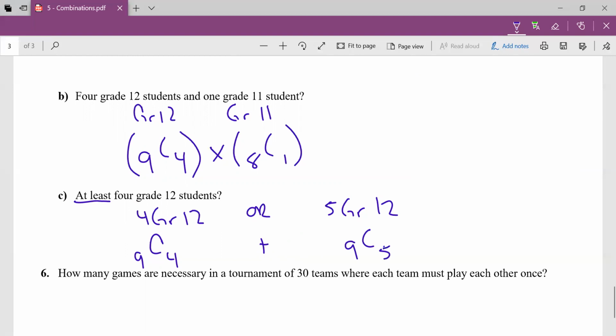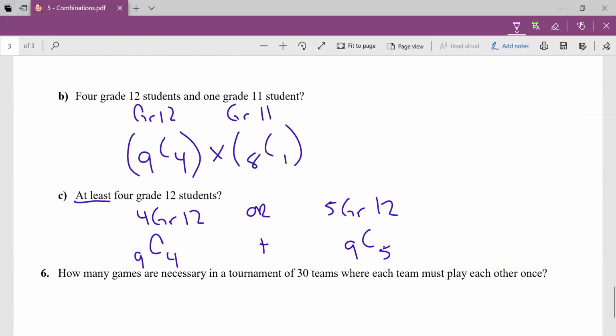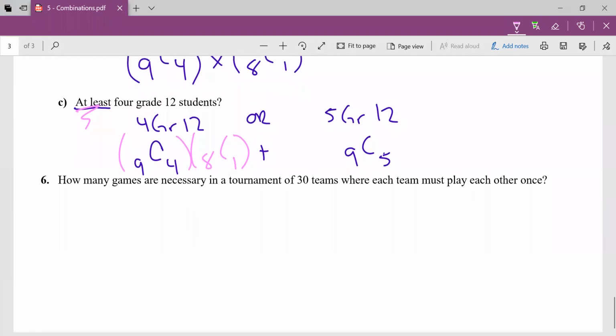This happens all the time on this question. What did I miss? What I missed was in this first one here. If there's 4 grade 12s, I'm missing a grade 11. I need 5 people on my committee. So I need to watch for that missing, make sure I've always got everyone accounted for. Okay, there it is. So again, you're going to start seeing the words at least or at most in these questions.